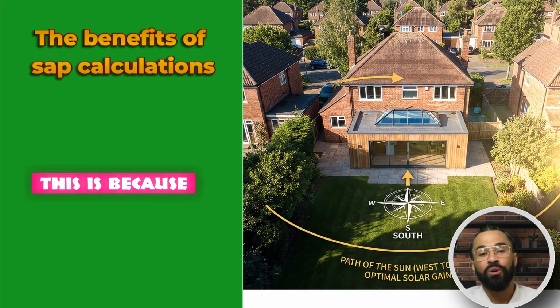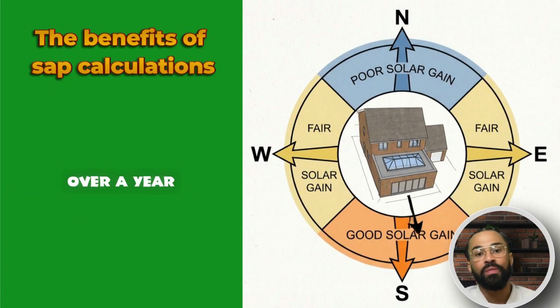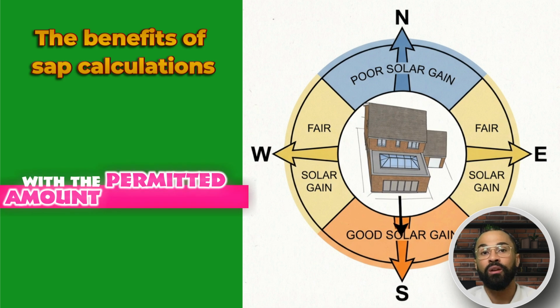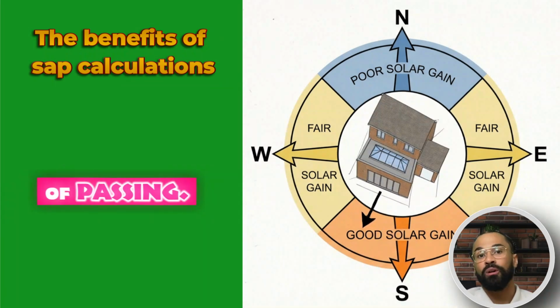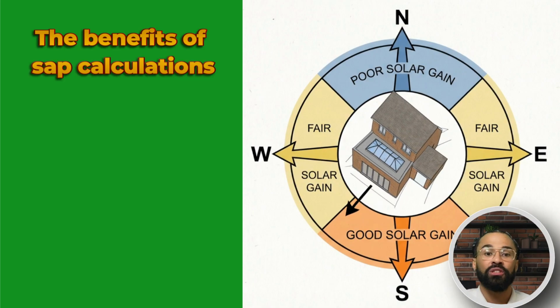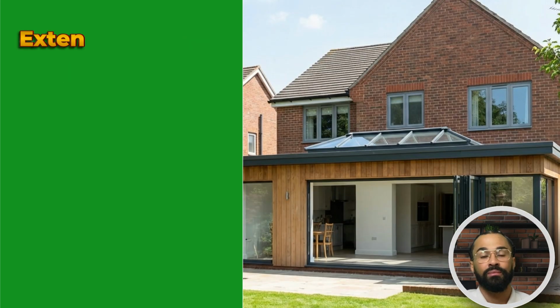calculations. This is because the extension will have lower heat losses over a year than the extension with the permitted amount of glazing, and therefore it increases your chance of passing. SAP calculations will produce the relevant reports demonstrating this.